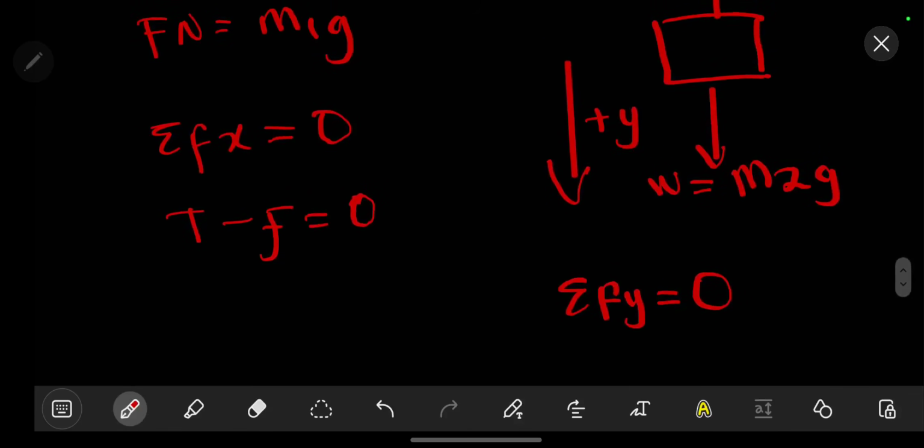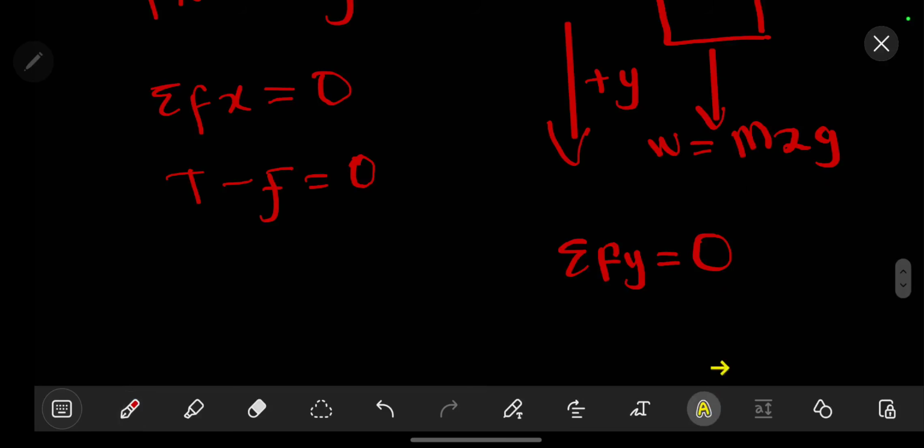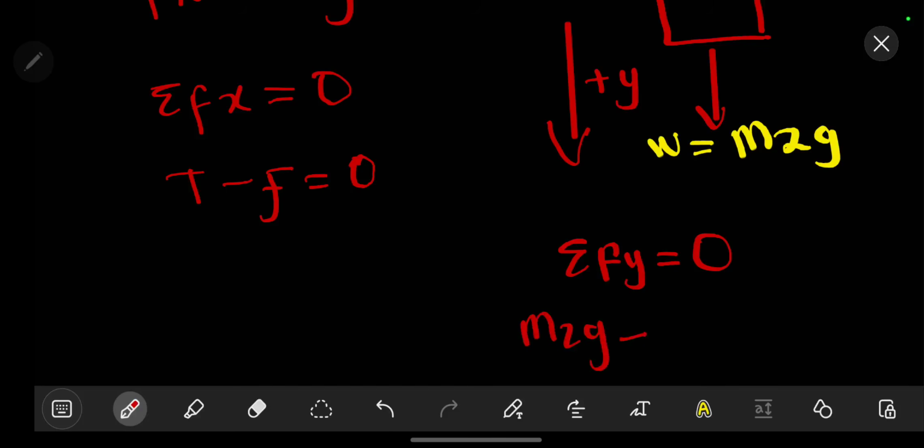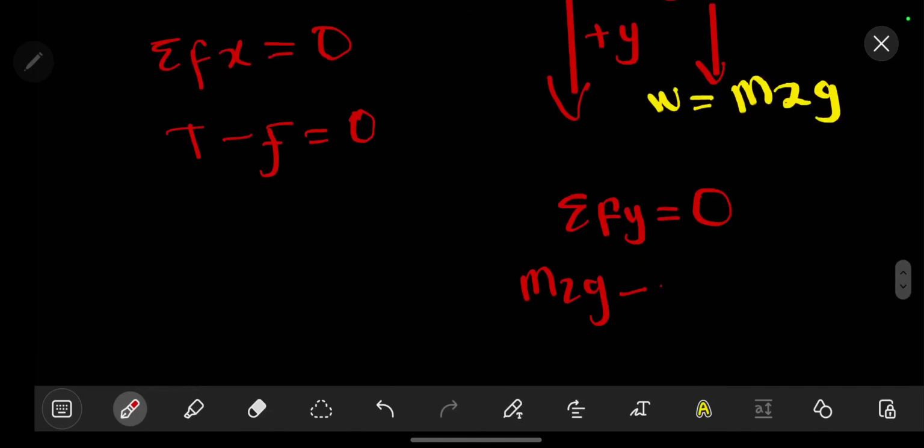So downwards, the one that is in support of this coordinate axis is our m2g. So we have m2g minus the upward force, which is our tension, should be equal to 0 like that. So this is what we have. Then what we are going to do is calculate the weight.